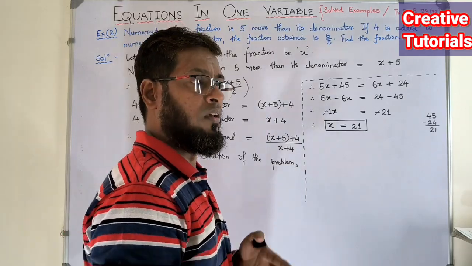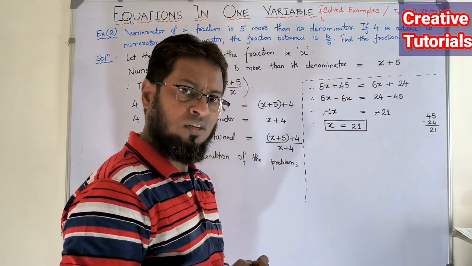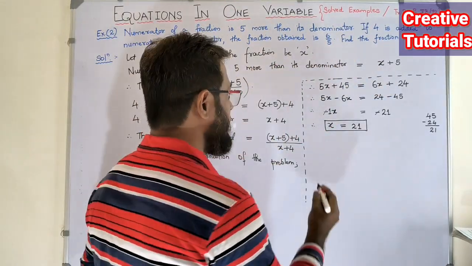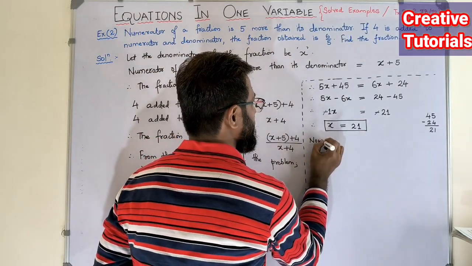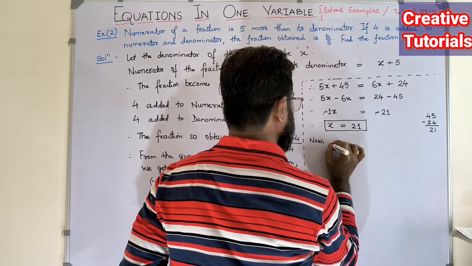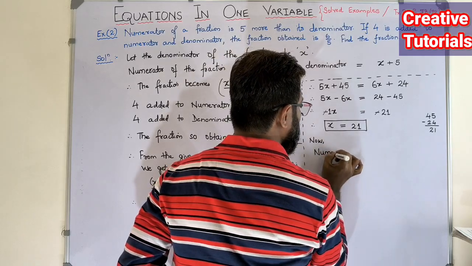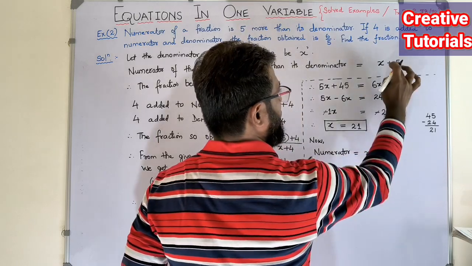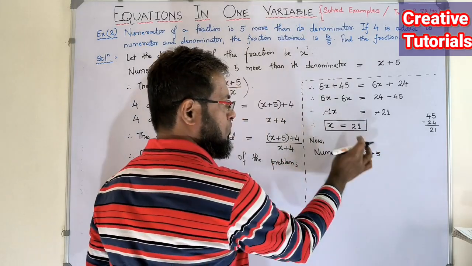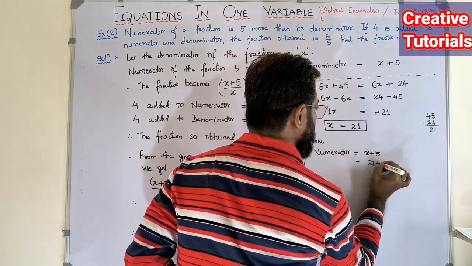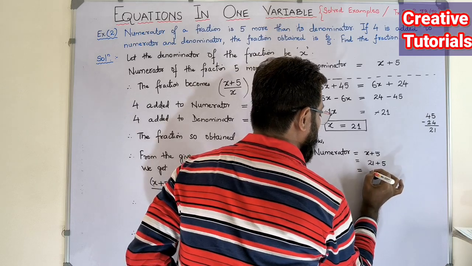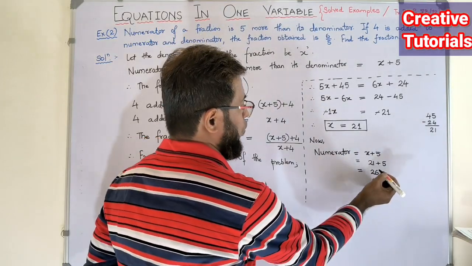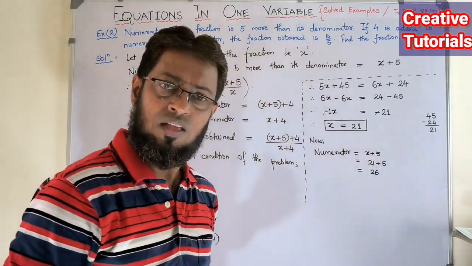Now the work is to find the value of the numerator. So the numerator is x plus 5 as per the given condition of the problem. So the numerator is equal to x plus 5 from here. That is equal to, x we have got as 21, so it becomes 21 plus 5, and 21 plus 5 is 26. Correct?